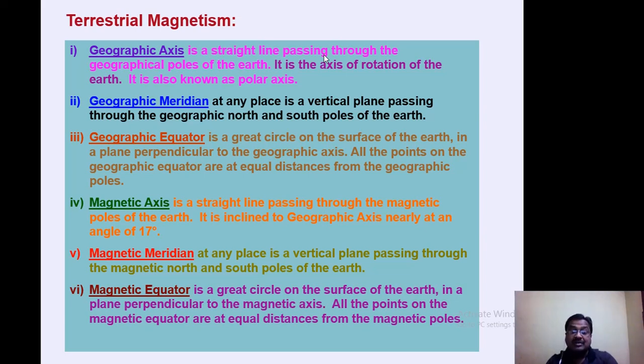Then magnetic equator, it is just like your geographic equator. It is definitely a great circle on the surface of earth that should lie in a plane perpendicular, or you may say transverse, to the magnetic axis. And all the points on the magnetic equator are at equal distances from the magnetic poles. Hence the name equator. It justifies the name equator. Why it is called equator? Reason is that all the points on the magnetic equator are at equal distances from the magnetic poles.